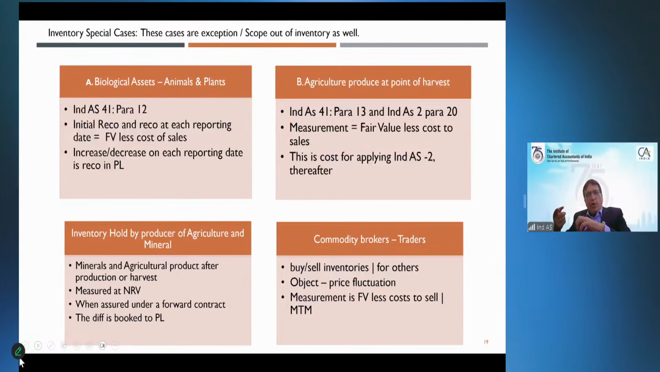In case of a commodity broker, where the buying and selling of securities is done to get profit from market price fluctuation. In all these cases, the objective is certainly to get the differential as profit. Wherever this is the situation, the measurement is at fair value less cost to sell. That is what you call M2M, that is mark to market. So in case of a commodity broker, this would be fair value less cost to sell, or the mark to market thing that we have to do.